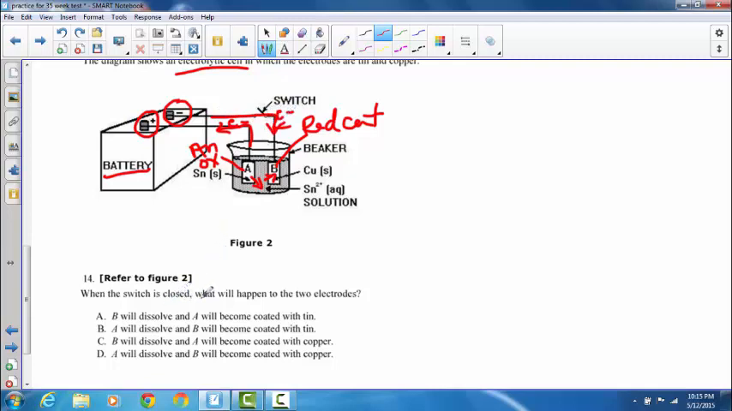All right, the question says, when the switch is closed, what will happen to the 2 electrodes? So A is going to dissolve or break apart as it oxidizes. The mass will decrease. So I don't want that, and I don't want that. And then B is going to be coated in. Now, what ions are forming here? Sn +2. So tin ions are what's going to coat B. So A will dissolve, and B will be coated in the tin. There's our answer choice.